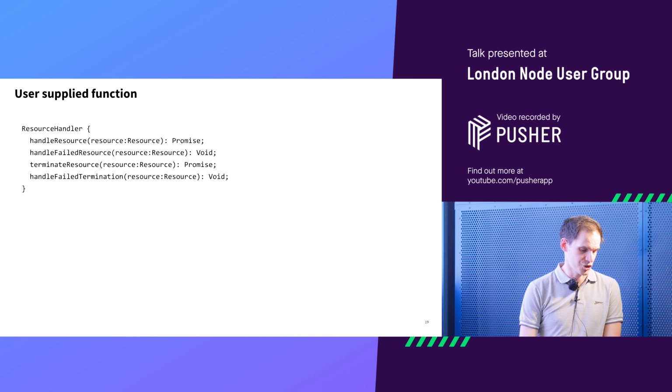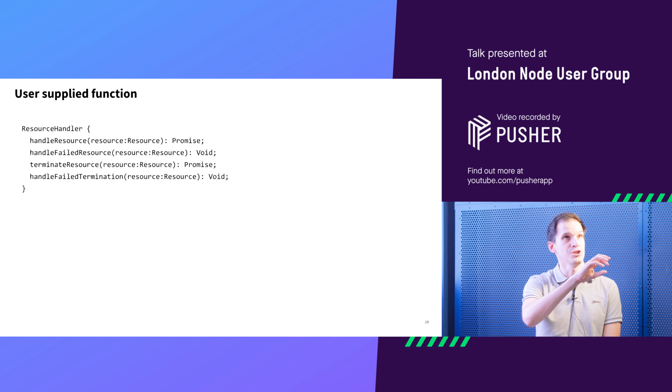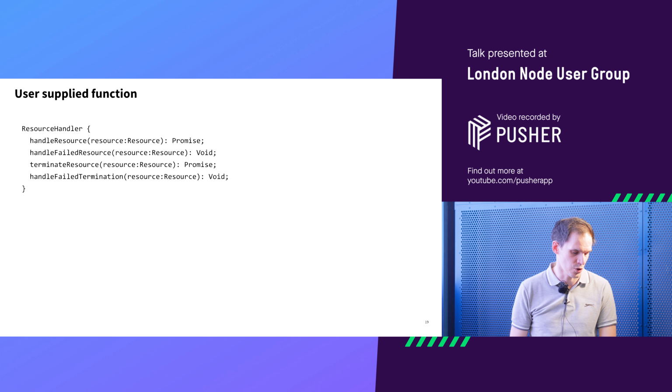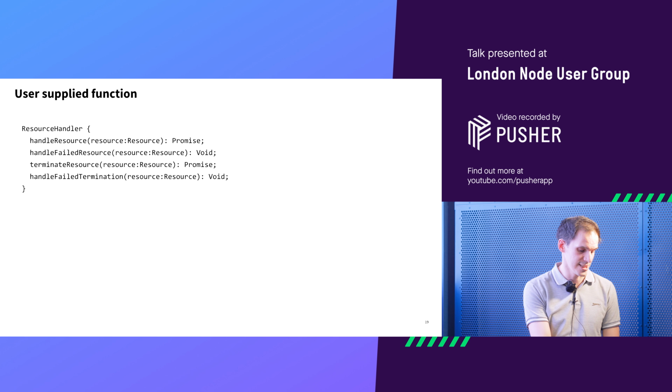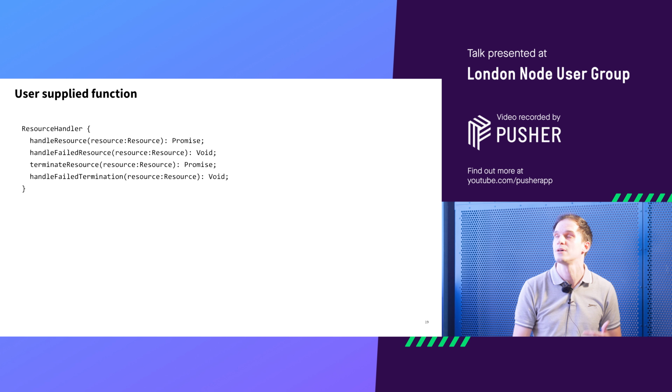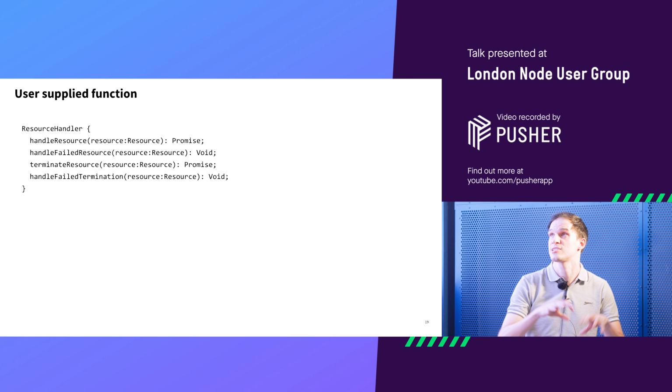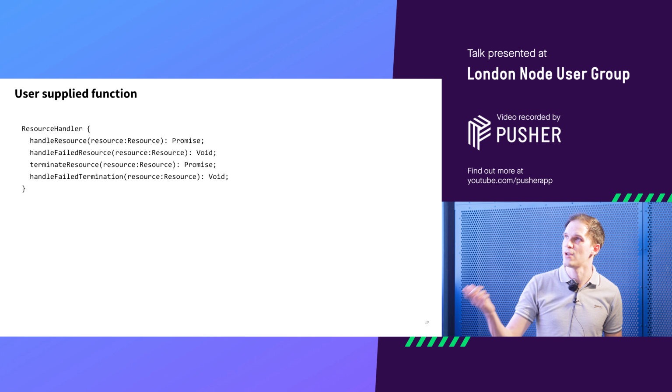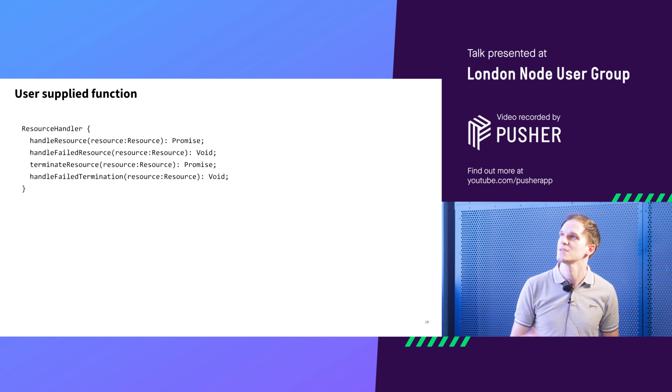So the user-supplied function is actually an object that a user supplies in the config when they start the resource manager. This is a TypeScript interface definition of what that object should look like. There's the handle resource function, which is your main function for setting up your real-time connection. Handle failed resource is called if there's an error when you try to handle the resource. Terminate resource will be called when the resource needs to be terminated. That's usually called when the resource needs to be rebalanced in the hash ring. And then handle failed termination is called when there was an error trying to terminate the resource.